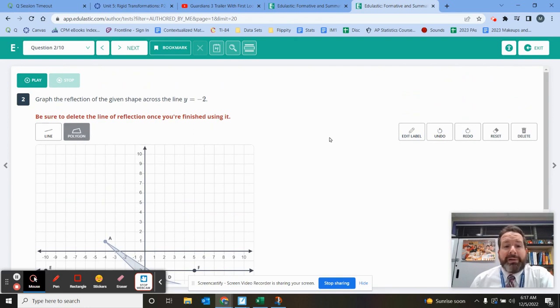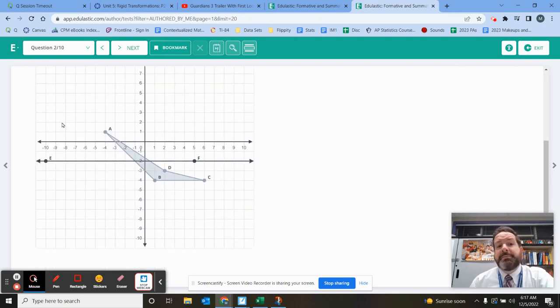Now I'm going to switch over to the polygon, and it doesn't matter what order you do your points in, but once you pick a place, just kind of work your way around. So I'm going to start and just do alphabetical order, A, B, C, D. So when A gets reflected, it's 3 units up, so it's going to be 1, 2, 3 units down.